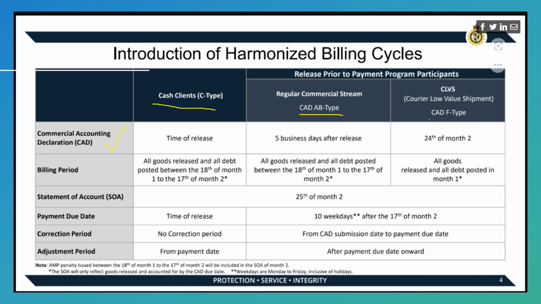For F type, those are LVS shipments. Nothing much has changed. They're accounted like a consolidation type of entry for all low value shipments, and they're accounted, billed, released and all deposited in the first month, the month when the release happens.